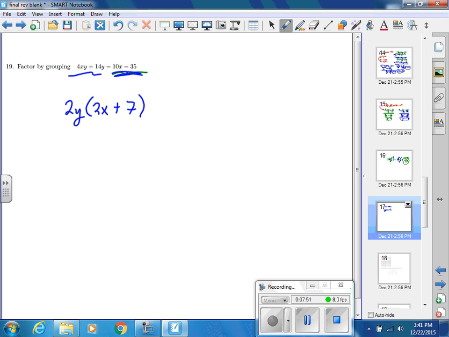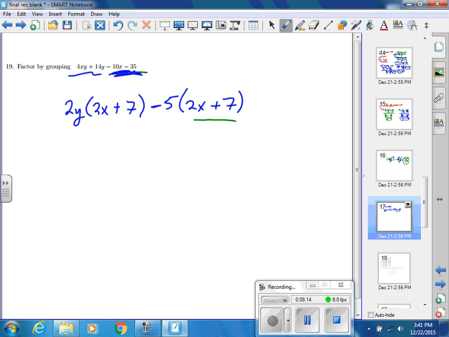So I notice these are both negative. Well, this is all plus down here, so I have to take out a minus. 10 and 35, we'll take out a 5. And then what's left over? If I take out a 5 in the front, I get 2x. Take out a 5 in the back, I get plus 7 because I took the negative out to change the sign. If you ended up with a minus, you still have to take a negative out.